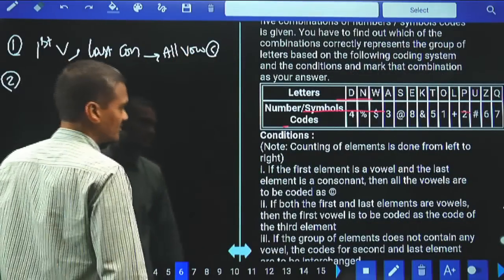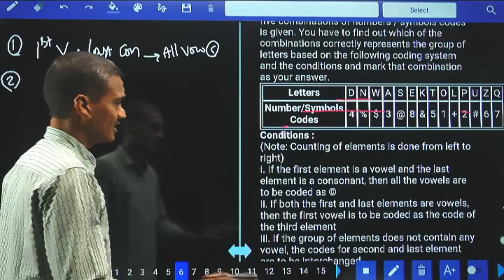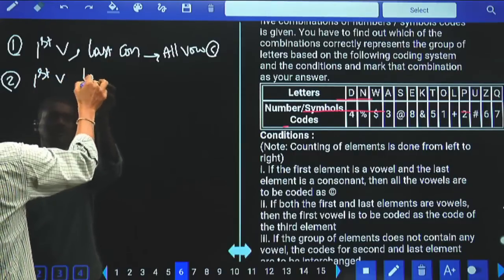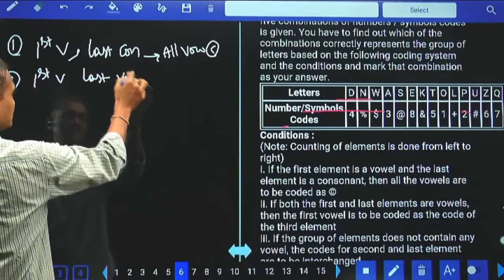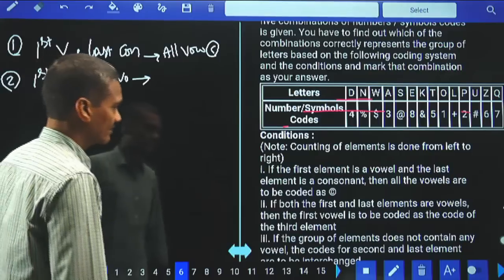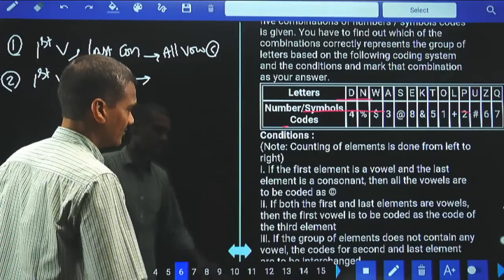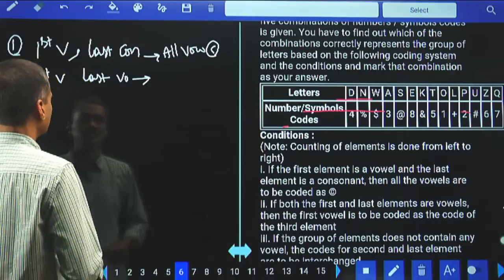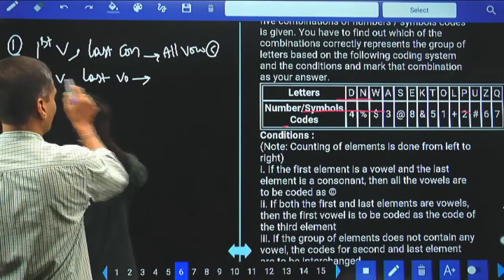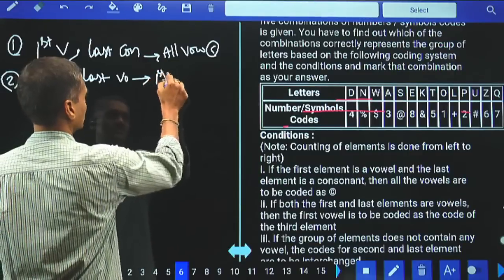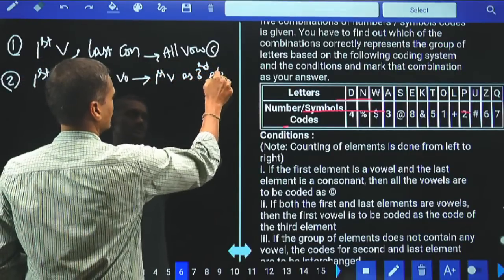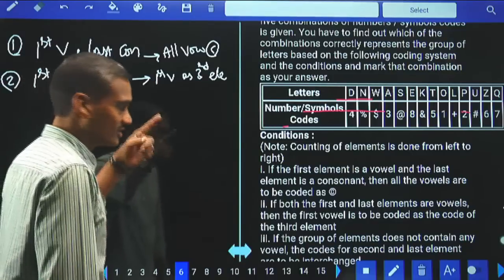Then coming to condition number 2. Both the first and the last elements are vowels. First vowel, last vowel, both the first and the last are vowels. Then what we need to do? Then the first vowel is to be coded as the code of the third element. That means now for the first vowel, the code is the third element. First vowel should be coded as the third element.